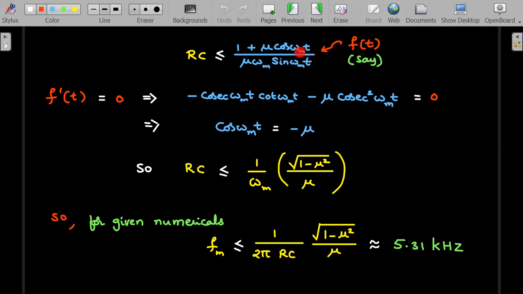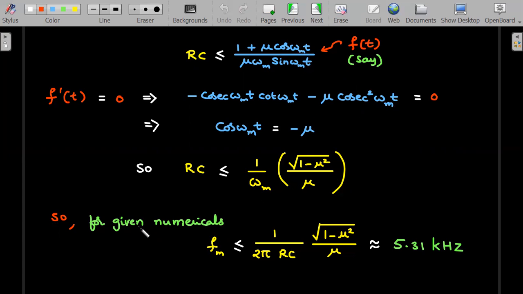So substitute this one back into this to write RC is less than or equal to this particular number. When cos is minus mu, sine would be square root of 1 minus mu square. Okay, so that's what ended up with the cancellation of the factor, this one. And this is how we prove that final expression.